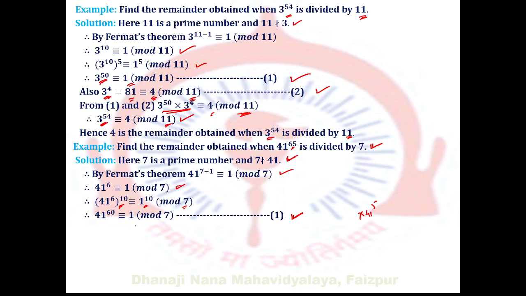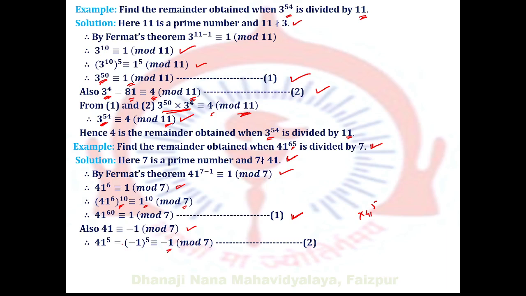So we know that 41 is congruent to minus 1 modulo 7. Because 42 is congruent to 0, so 41 is congruent to minus 1 modulo 7. So take the fifth power on both sides. So that 41 raised to 5 is congruent to minus 1 raised to 5, that is congruent to minus 1 modulo 7, because minus 1 raised to 5 is minus 1.